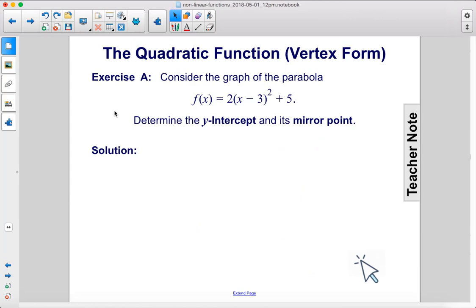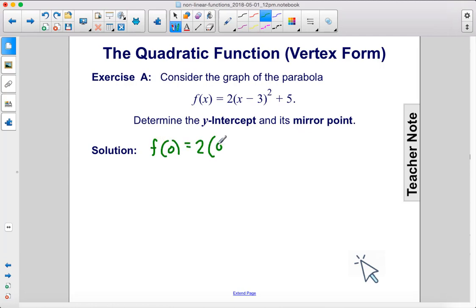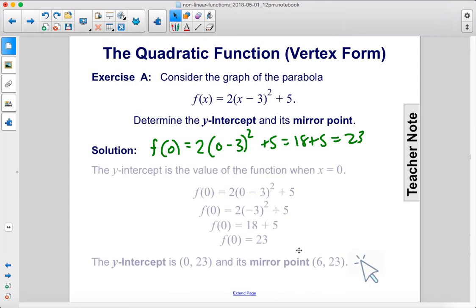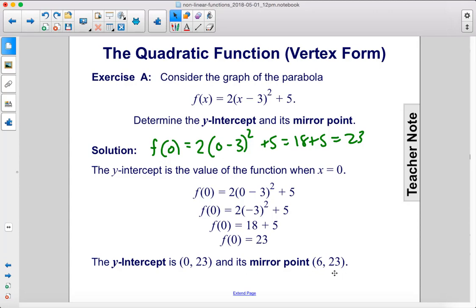Exercise A. Consider the graph of the parabola f of x equals 2 times x minus 3 squared plus 5. Determine the y-intercept and its mirror point. Alright, to find the y-intercept, we just have to plug in 0 for x and see what the output is. So that would be 2 times 0 minus 3 squared plus 5. So 3 squared is 9, times 2 is 18, plus 5 is 23. So that would be our y-intercept. And we'll confirm that here. So the mirror point is going to be 6, because you take your axis of symmetry and you double it.